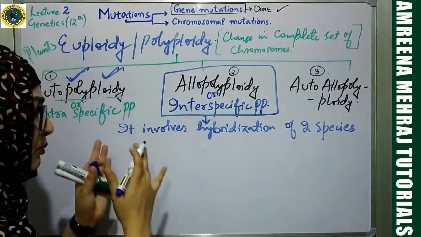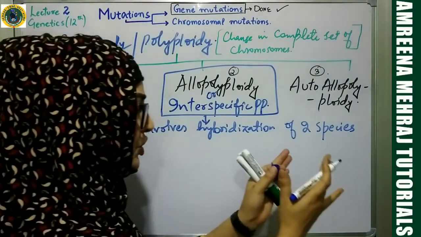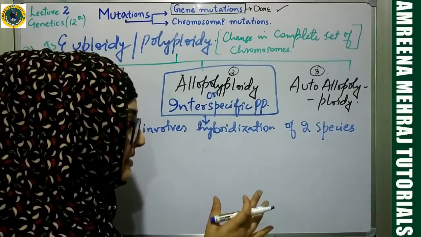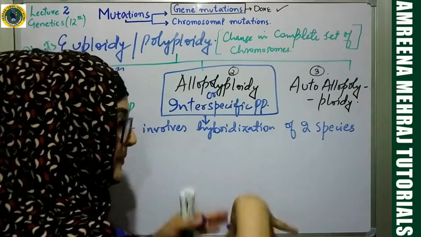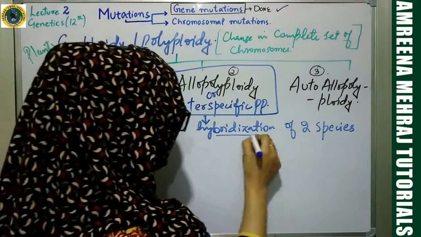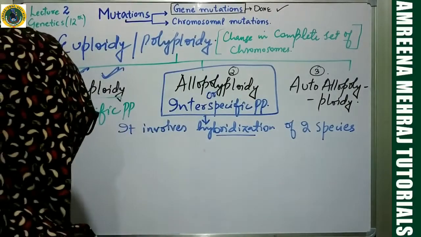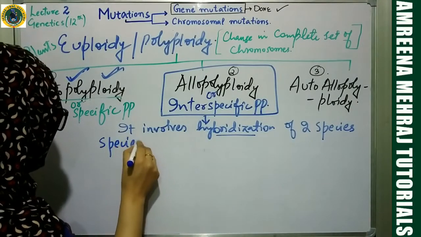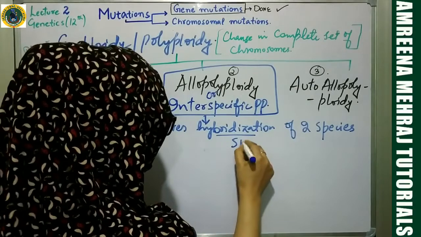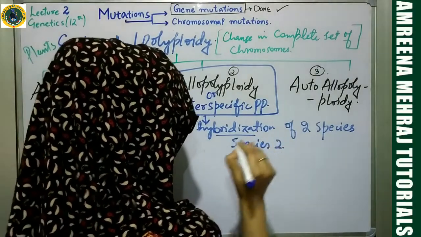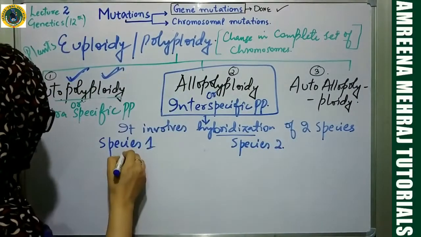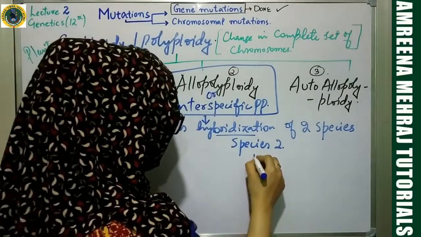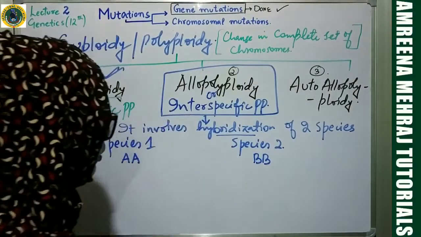You will see more copies of a genomic set. But in this case, you will see an organism which has genome of two different species. That means we are talking about what? Hybridization. Let us get an idea. In this case, suppose first of all, you will be having species 1 and species 2. Species 1 organism, let me take its genome as AA and let me take this genome as BB. That means both of them are diploid.